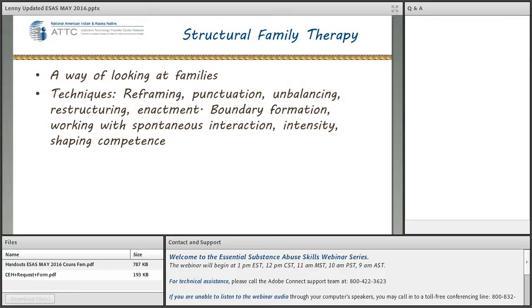Structural family therapy is a way of looking at families. The key concepts are every family has a structure, revealed when the family is in action during family therapy. The structural approach emphasizes the family as a whole as well as the subunits. The family is seen as the client.